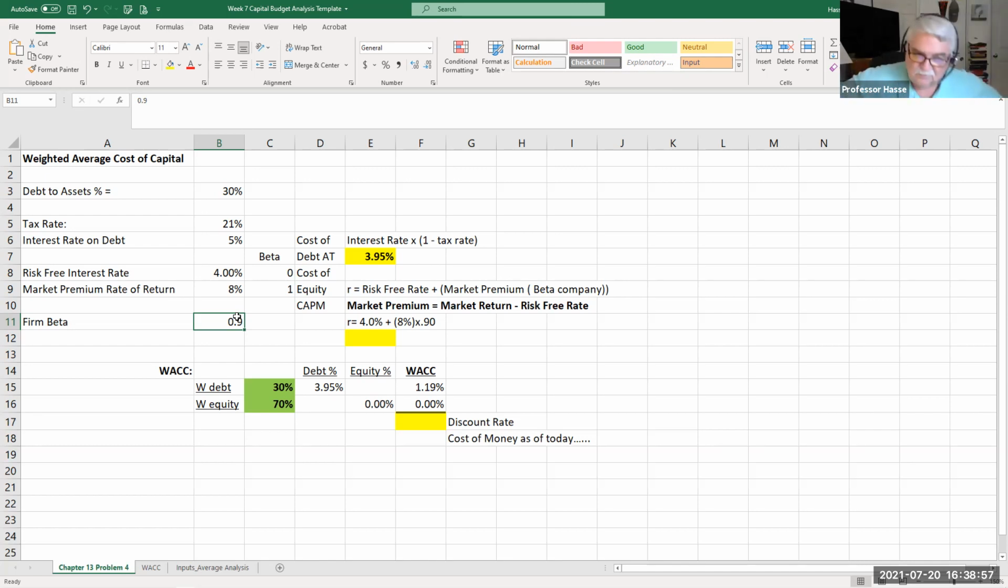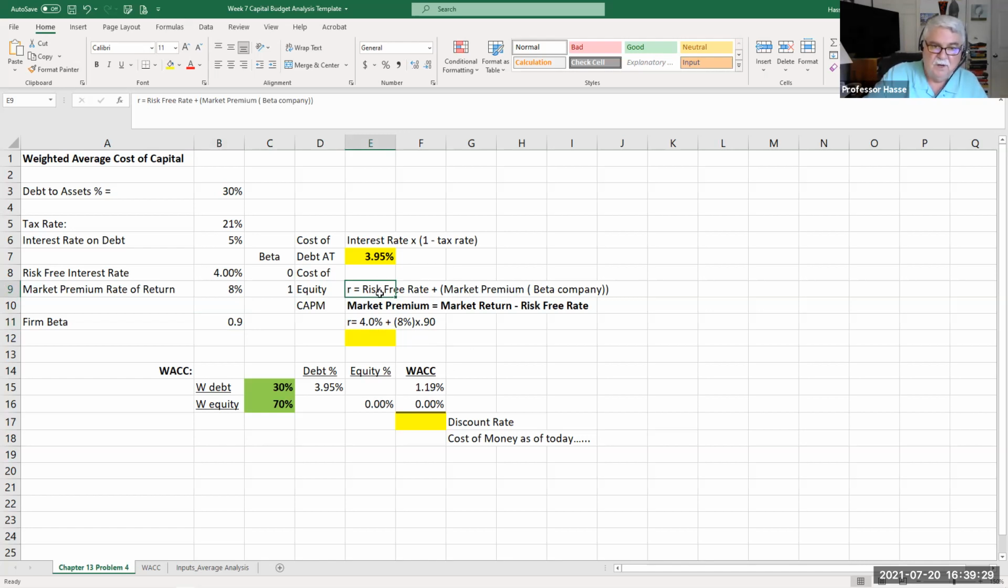And if your beta is greater than 1, then the company is riskier than the average return in the market. If your beta is less than 1, then it's a little less risky than the market. That's what that means, and that's what Chapter 12 is all about. So now we take this information and apply it to what is called the capital asset pricing model, taking the risk-free rate plus the market premium times the beta of the company.